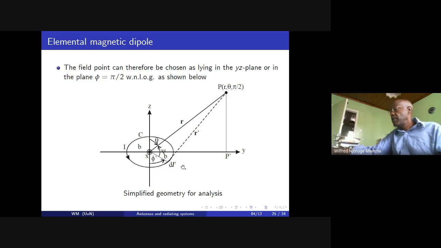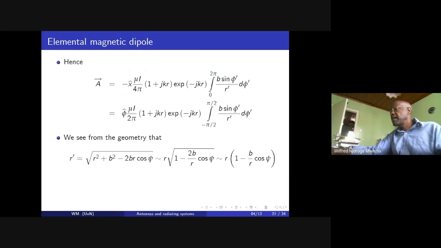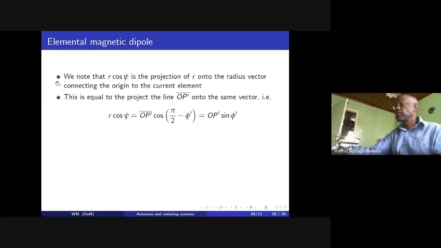So why are we doing this? The reason is because we want to get a fix on what ψ is going to be. So that's what it means: r cosine of ψ is going to be the same as OP, the cosine of π by 2 minus φ', and this is the same as OP multiplied by sine φ.